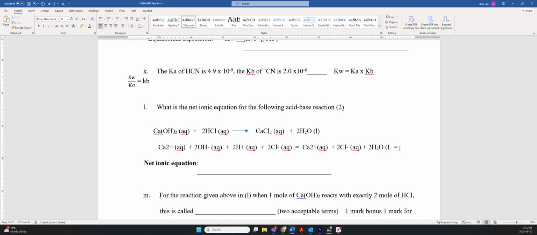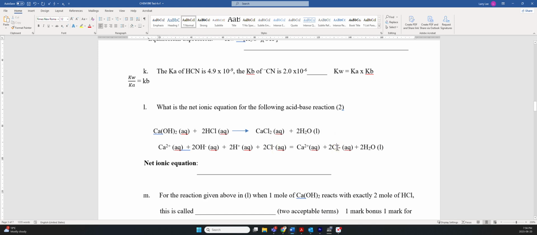Just like your precipitation reactions, the solids don't break down, and so our liquid stays intact. So I think I hit the caps lock by accident. Okay, so if you were to take a look at all your ions, I'm just going to put my superscripts here, here, here, okay, and here. I think I should leave those.